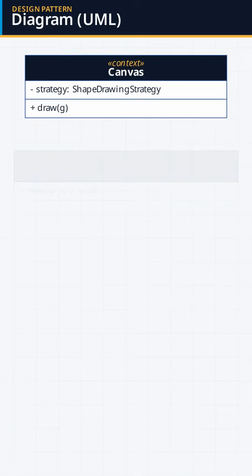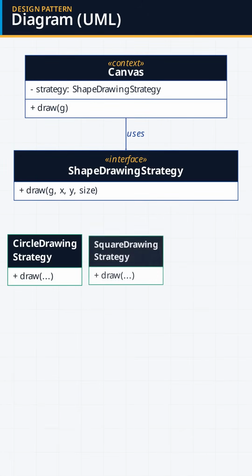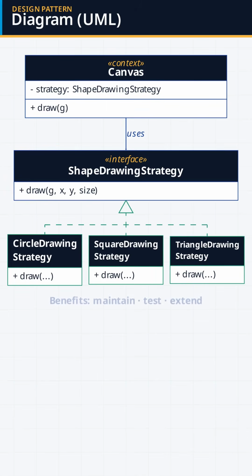Let us look at the diagram. The context is the Canvas class, which stores a reference to the strategy interface, ShapeDrawingStrategy. From that interface, we have three concrete classes: CircleDrawingStrategy, SquareDrawingStrategy, and TriangleDrawingStrategy. Canvas calls the draw method without caring about the implementation. The code becomes easier to maintain, test, and extend.